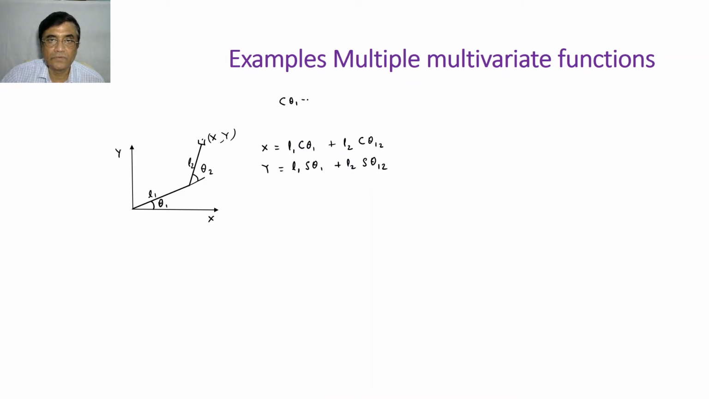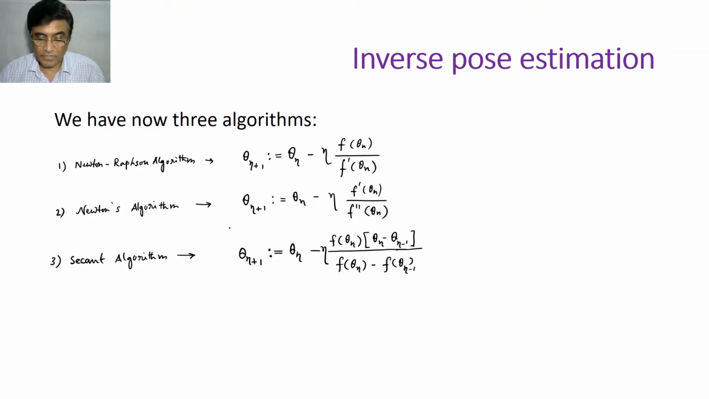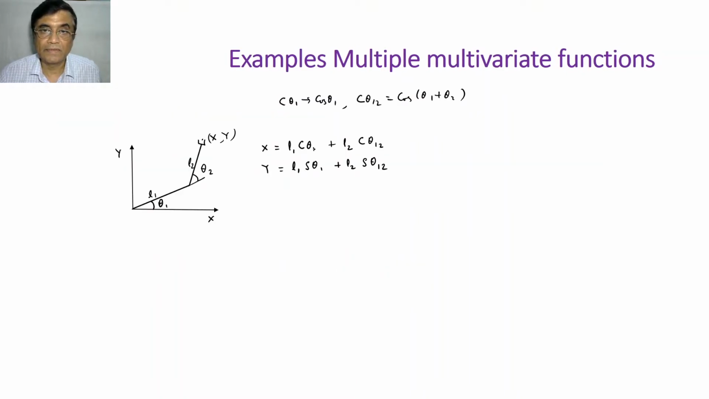Actually, cos theta 12 is cos (theta 1 plus theta 2), and the same is the case for sine. So these are the equations. For solving inverse kinematics, x and y will be given, and I need to figure out theta 1 and theta 2. This we have done, of course. This is the example I have taken. This can be solved in terms of the atan2 function, which we have already done in my earlier classes. But today we will not do that. We are going to use these three algorithms to find theta 1 and theta 2 for given x, y.